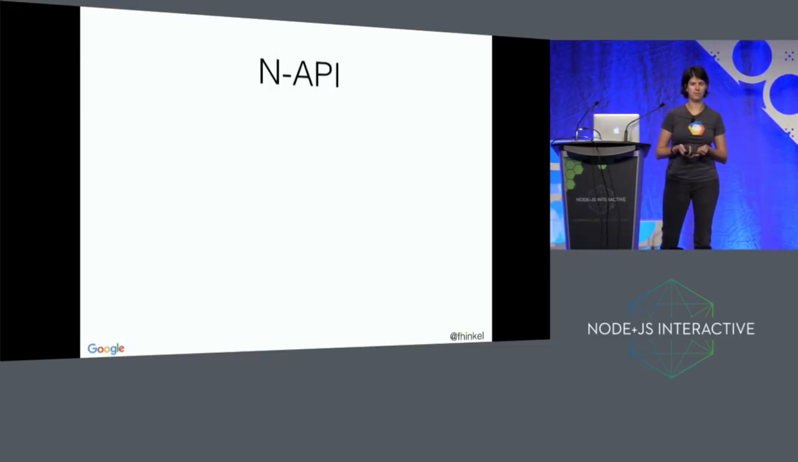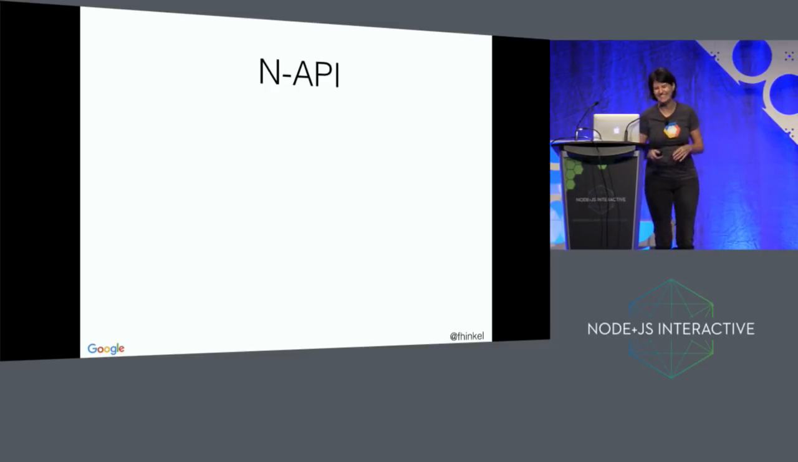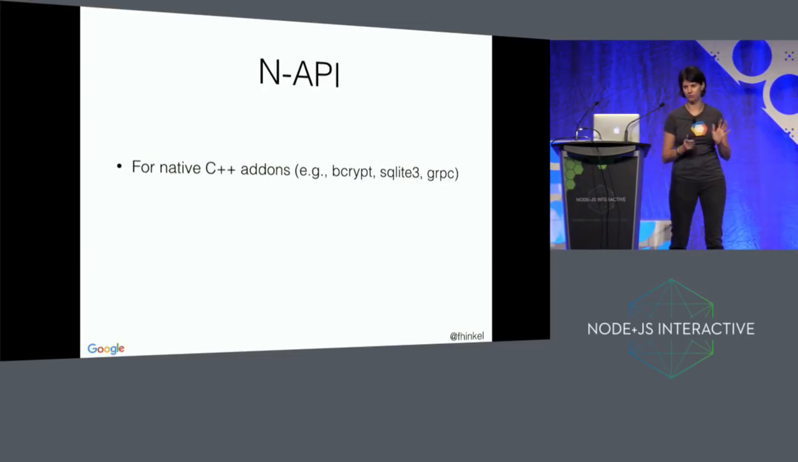N-API also went from experimental to stable. So what is N-API? Lots of Node developers don't have a need for it. Or they do have a need, they just don't know about it. So N-API helps you. It's used when you write native C++ add-ons. So I should start with that first.